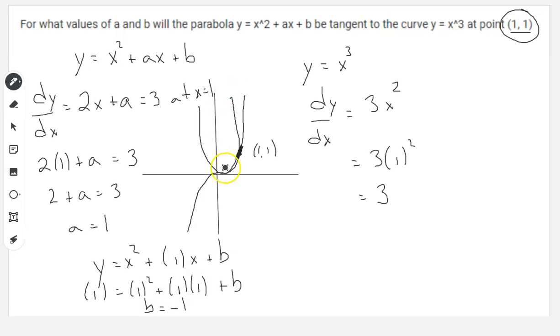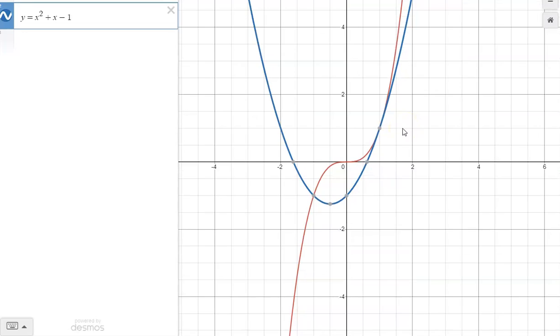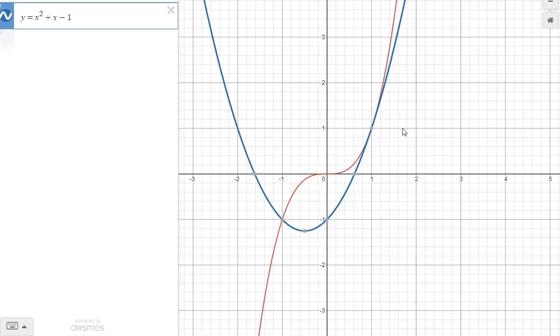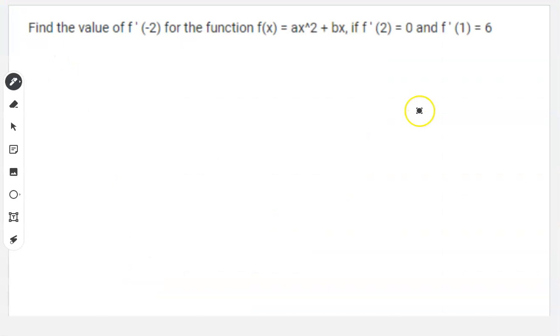And I've graphed these two functions for you. So you can see blue is the quadratic, red is the cubic, right at the point (1, 1) when we have those values for a and b. You can see their tangents are identical right at that point. So this last challenge question I quite like as well.